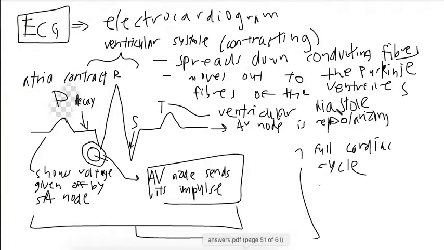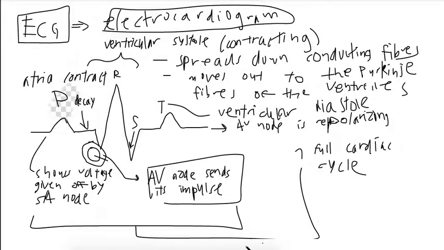So this is basically a pretty brief overview of how to interpret an electrocardiogram, which is graphing a single full cardiac cycle. First we have the P wave. It's when the atria contract, and it shows the voltage given off by the sinoatrial node. Then we have the Q wave, which is when the AV node sends its initial impulse. Then we have the QRS complex, which is the ventricular systole, or the contraction of the ventricles.